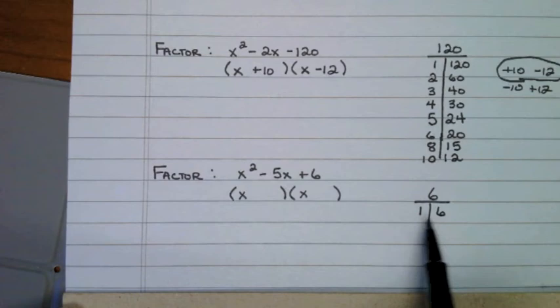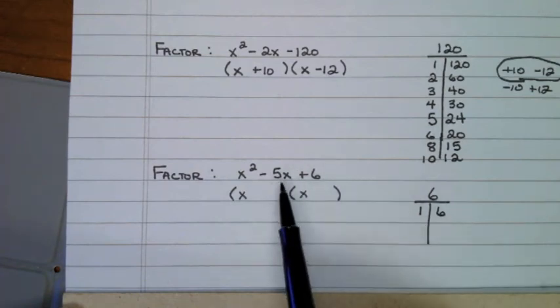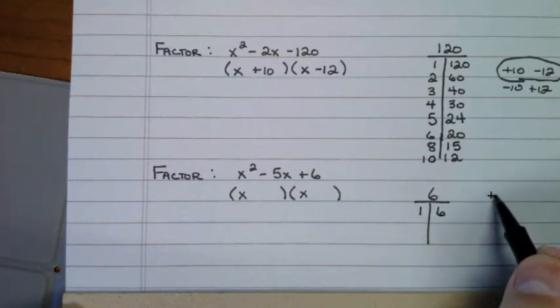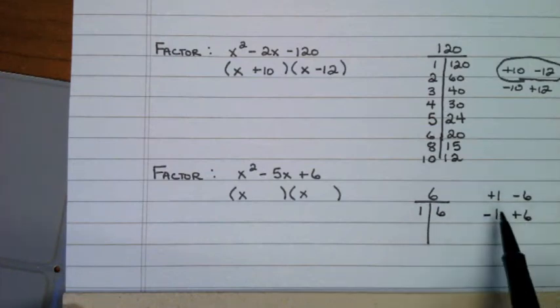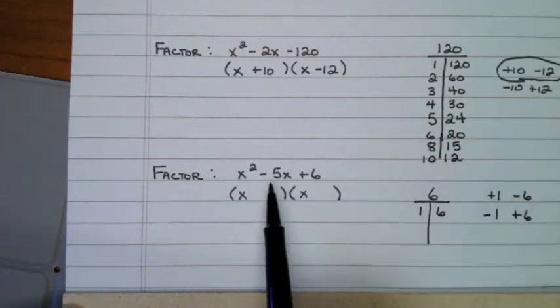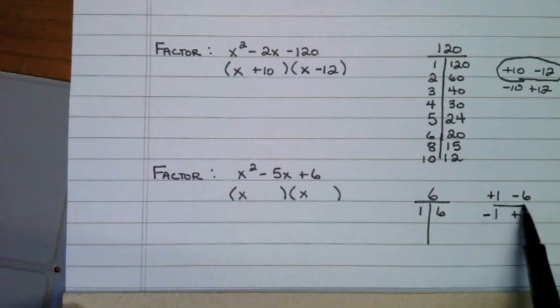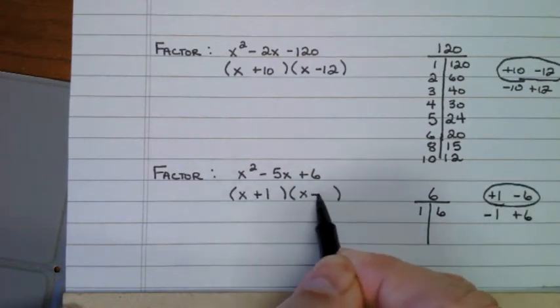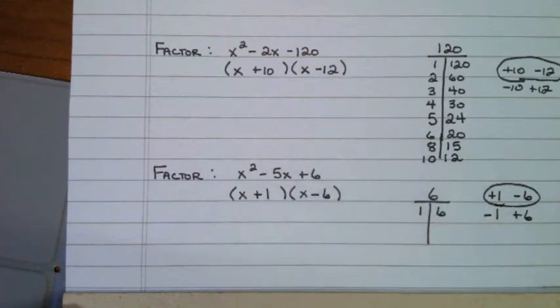Is there any way I can add? If I add them, I get 7. If I subtract, I do get 5. I need to get a -5. So the combinations are a +1 and a -6, or a -1 and a +6. Which combination will give me a -5? That will be this combination right here. So I put a +1 and a -6. I have just factored this trinomial.